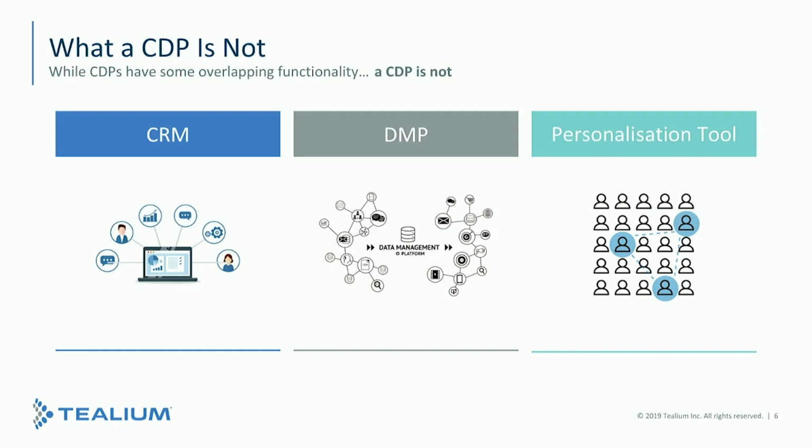A DMP, on the other hand, the data management platform, is a tool that was actually designed to solve for the early life cycle piece of the relationship.